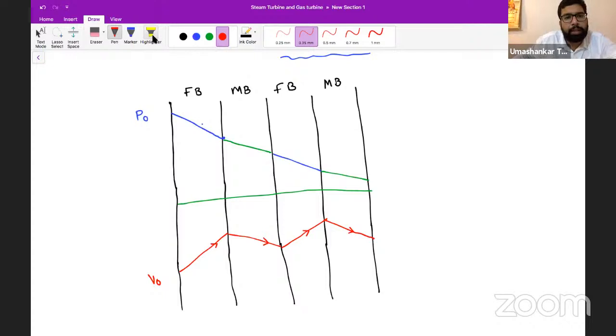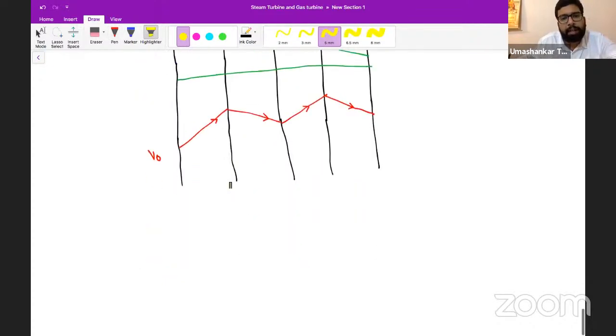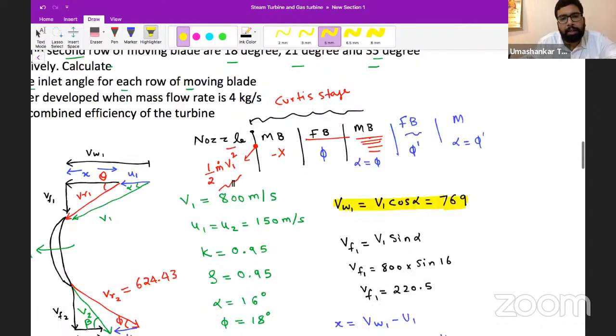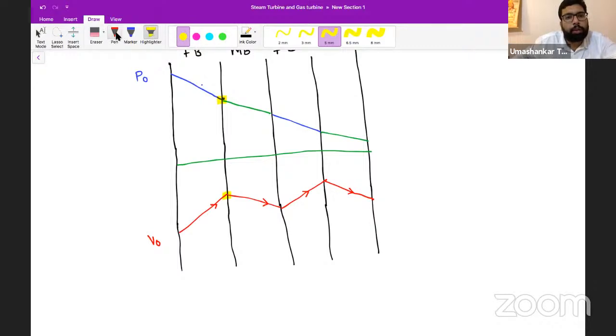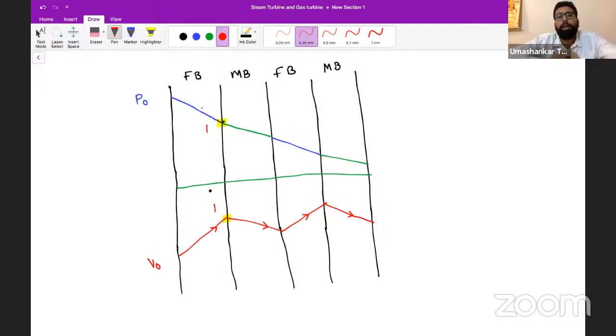Now try to understand this fact. I have highlighted these 2 points. Just focus here. Let us call this point 1. At this point, the students who are live here can respond to me, we have high velocity of the steam, and we also have some pressure energy of the steam. So at the entry to the moving blade, our steam is entering with both kinetic energy and pressure energy.